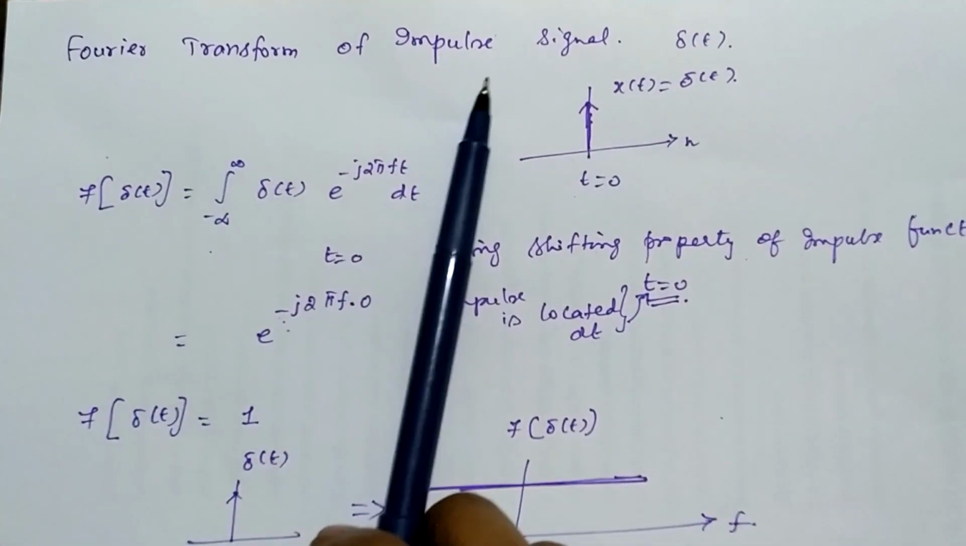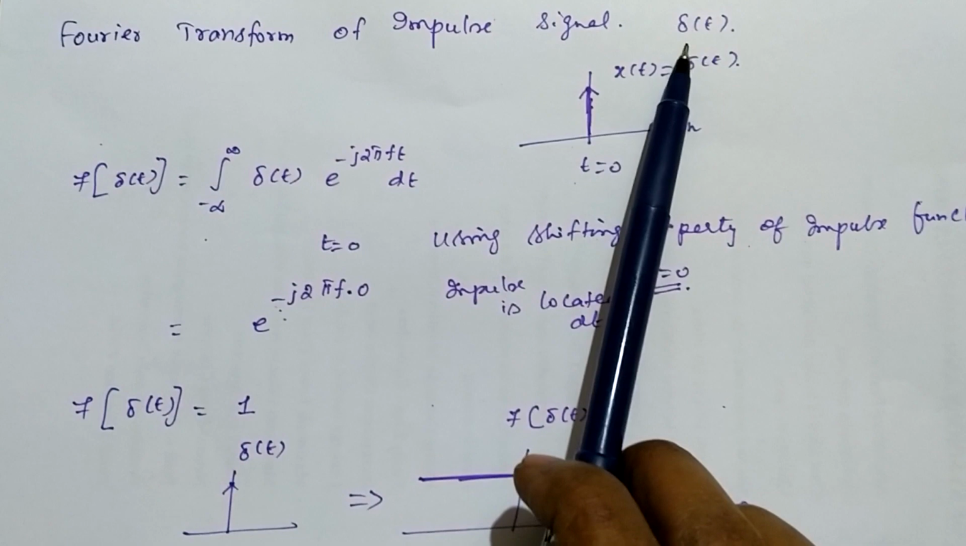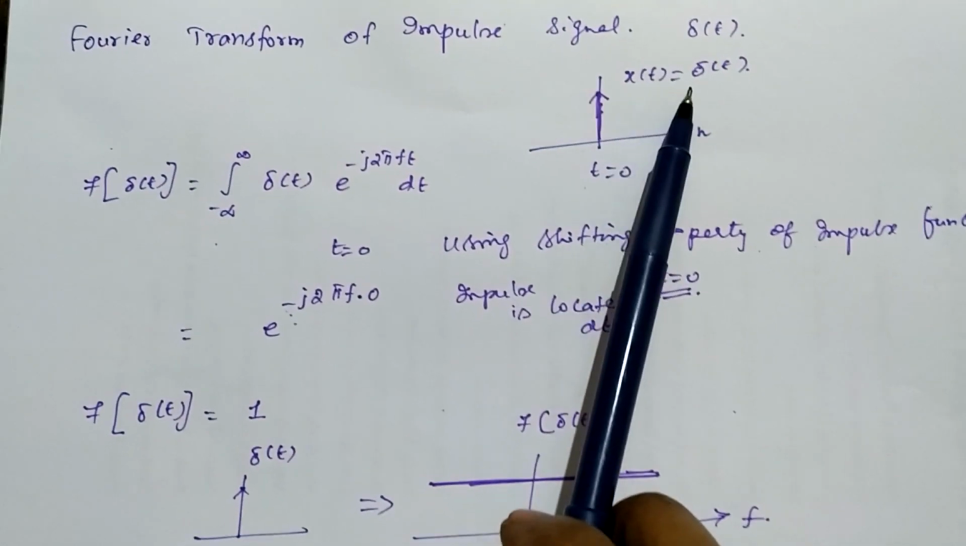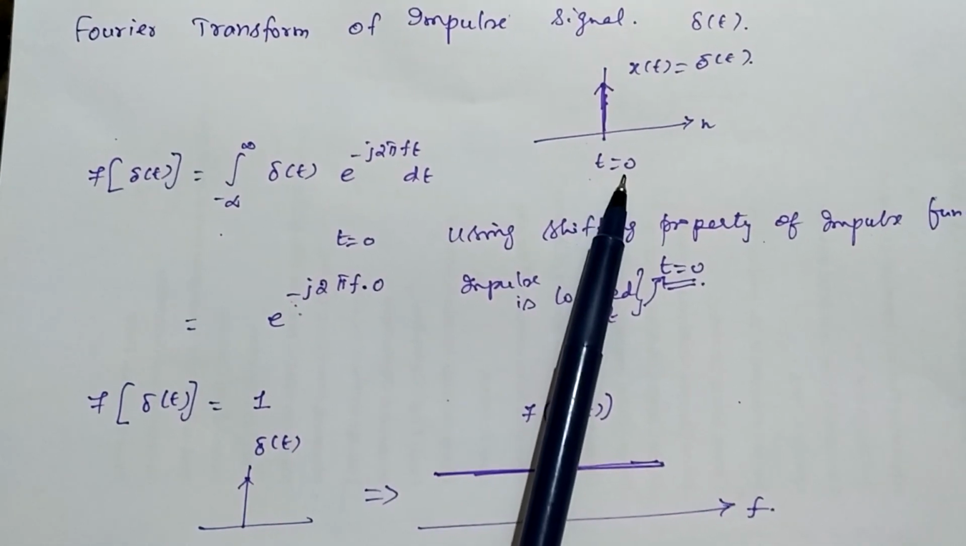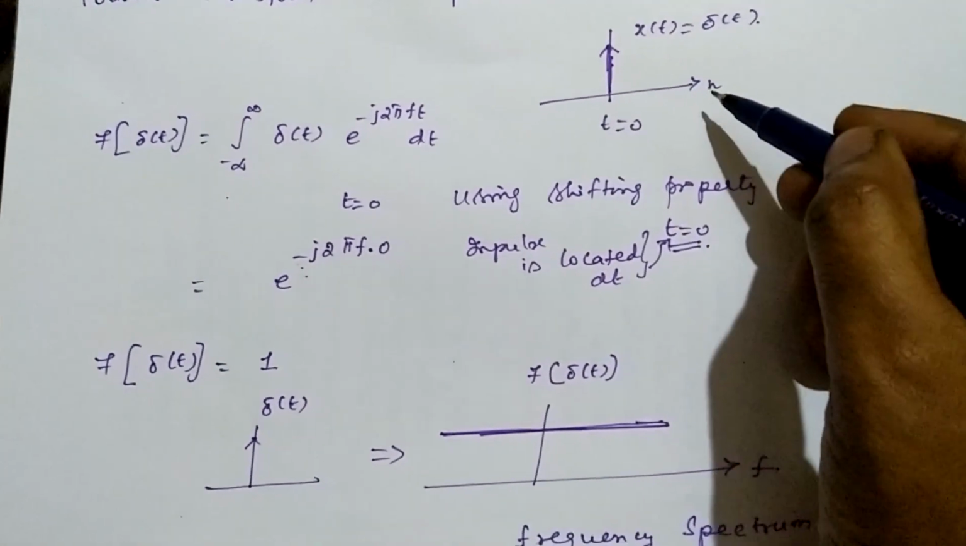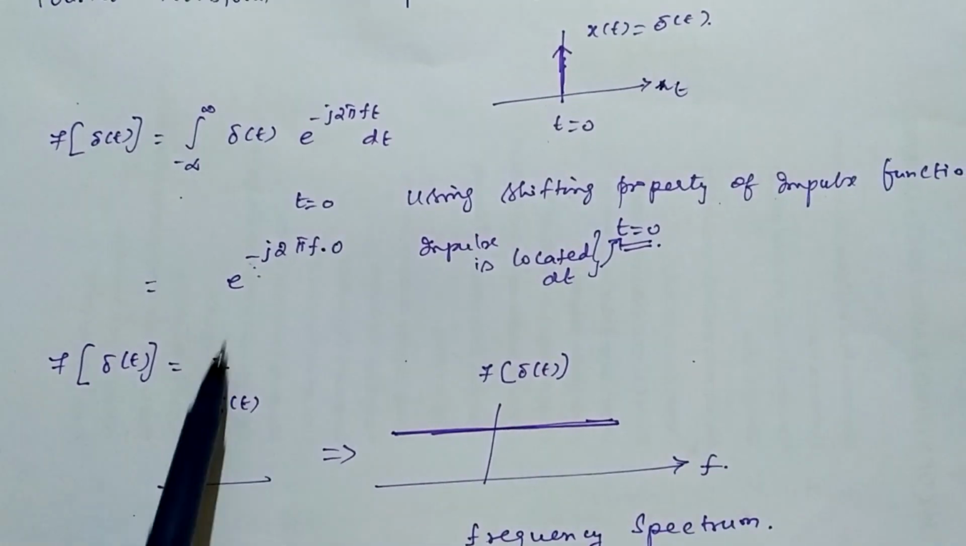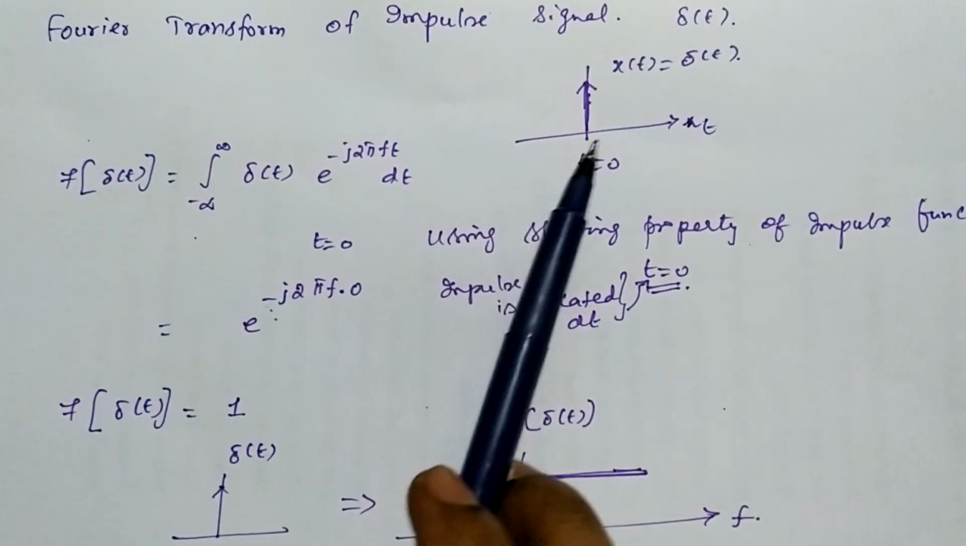Fourier transform of the impulse signal, which is δ(t). So x(t) is given as δ(t). This impulse signal is present at t = 0. Here the variable is t, so the impulse signal is present only at t = 0.